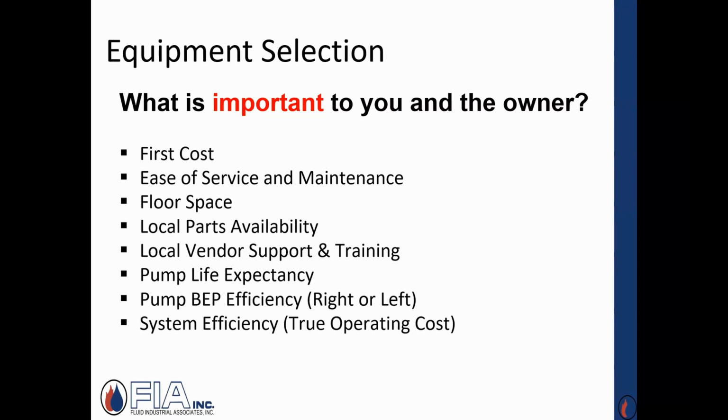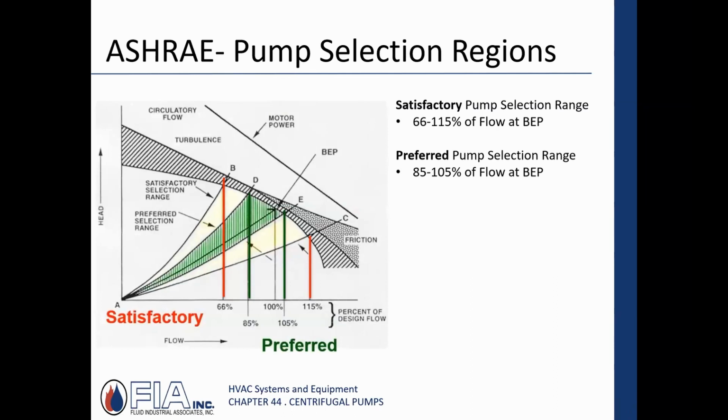I think it might have been the first class, we pulled up the slide about the DOE where you have the life expectancy based off of the RPM, whether it's an inline or a base mounted. All of these items must be factored when we're making a selection. And then also the best efficiency point, whether it's left or right of the best efficiency point, and what the true operating cost and system efficiency is, and how that's going to integrate with the other products.